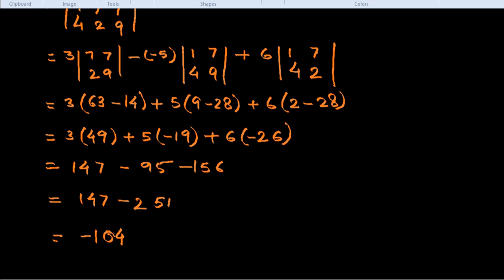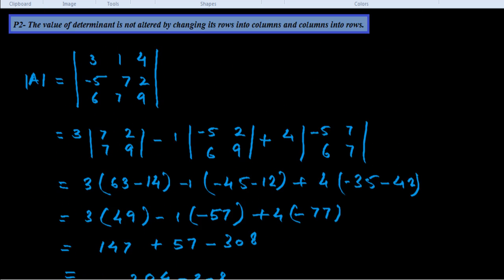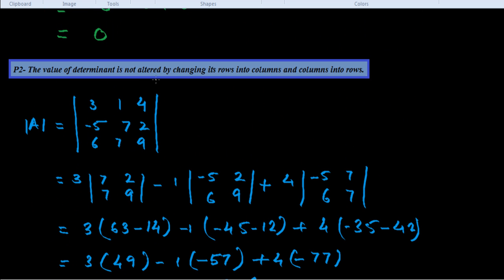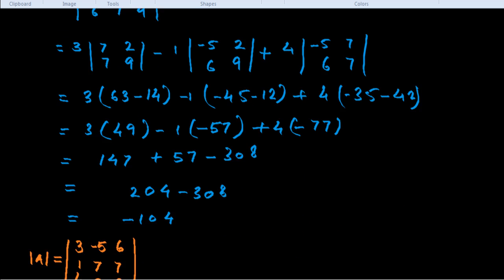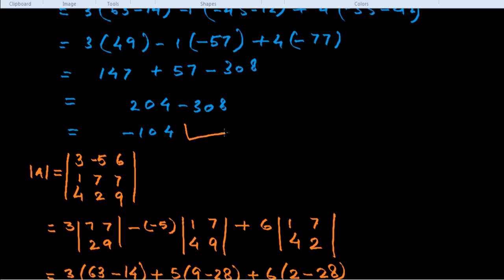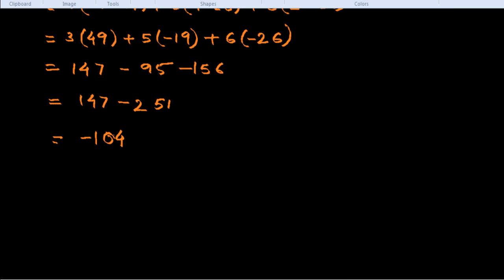So now we have proved this property: the value of a determinant is not altered by changing its rows into columns and columns into rows. We have got the same value, minus 104 and minus 104. Let us see the third property of determinants.